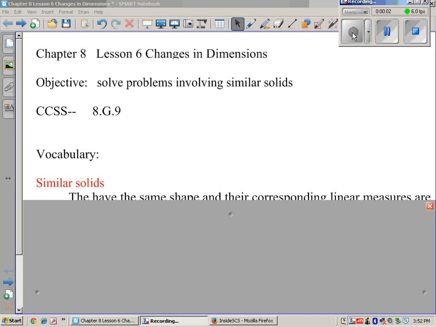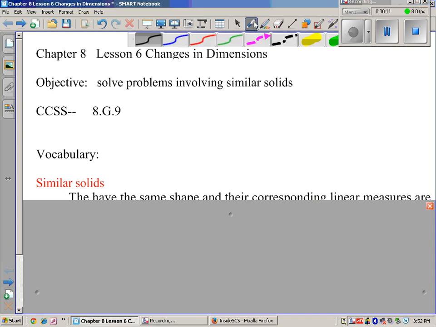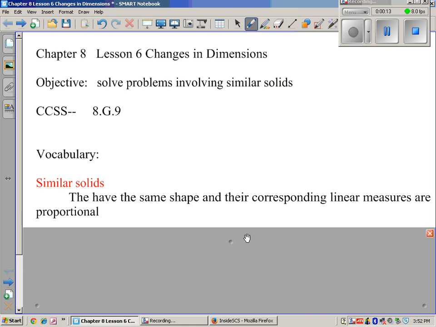Okay, welcome to Chapter 8, Lesson 6, Changes in Dimensions. Our learning target or objective for this lesson is to solve problems involving similar solids. Our vocab word for this is similar solids. They have the same shape and their corresponding linear measures are proportional. You may pause the video to write down the definition, then continue once you have.